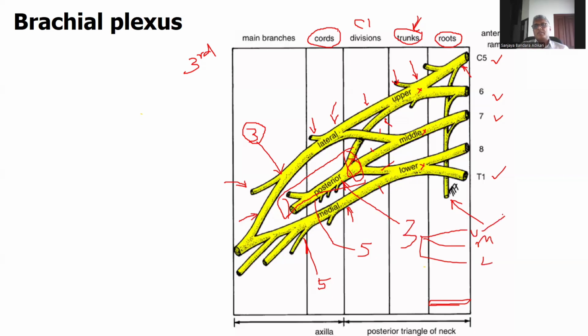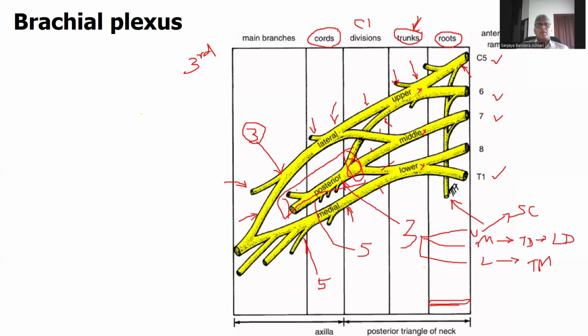So the upper one supplies the subscapularis muscle. The lower one supplies the teres major muscle. And the middle one is no longer called middle subscapular. It is called the thoracodorsal nerve, and it supplies the latissimus dorsi muscle. So these are 3 branches from the posterior cord.